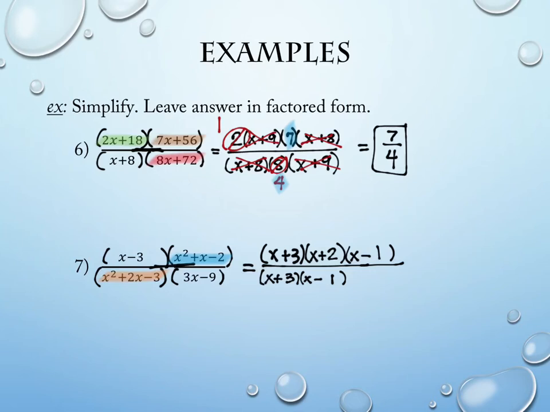All right, how about my last piece in parentheses, the 3x minus 9? I can take a 3 out, and I have x minus 3. Fantastic. Okay, completely factored form. What will reduce? x minus 1, x plus 3. Okay, x minus 1s, x plus 3s.